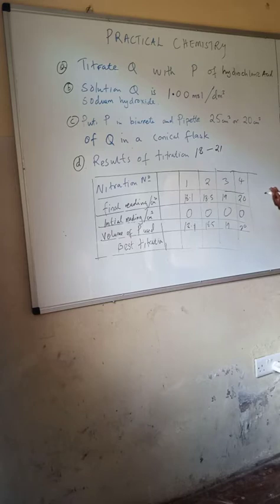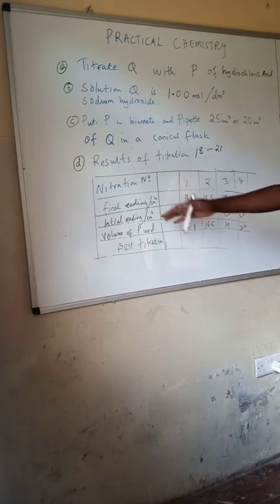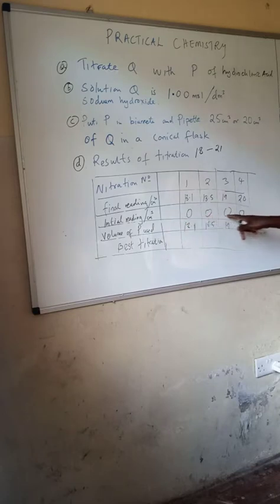Because this experiment, you are supposed to do it in less than 35 minutes. This is a practical, so you are supposed to be fast. So if they give you such a table, you will write 1, 2, 3, 4, 5, and then you start. Initial, you put 0, 0, 0, 0, 0. Titration, you put 18.1, 18.5, 19, 20.